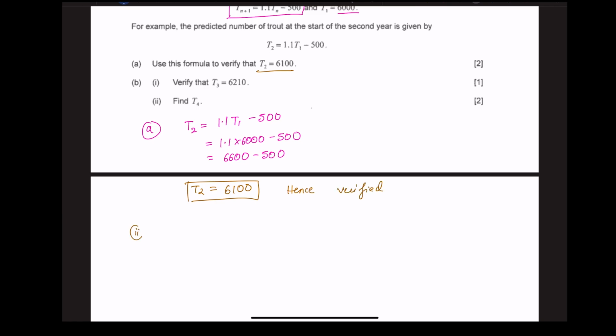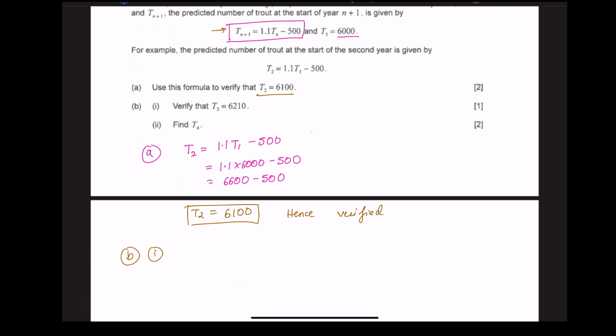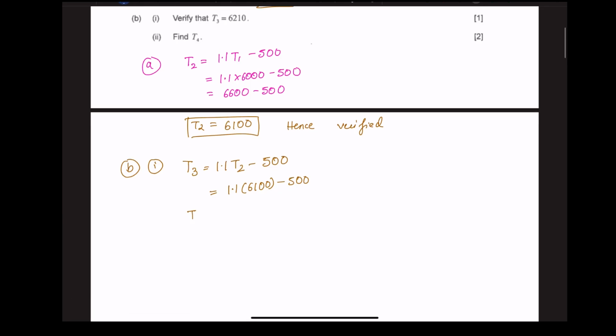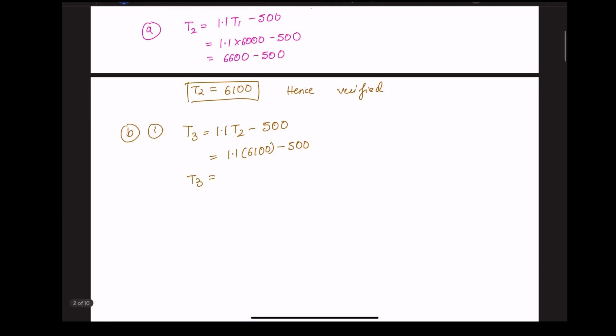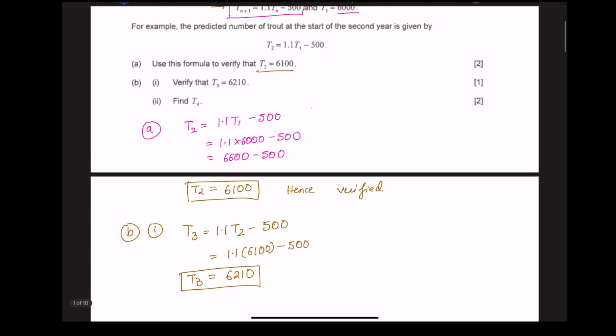Now, so we'll do part b now. So we have to verify that T3 is 6210. So for T3, I can use the same equation. So we'll get T3 if I put n equals 2. So T3 would be equal to 1.1 T2 minus 500. So 1.1 times 6100 minus 500. This will be T3. So upon simplification, I'll get T3 as 6210. And this is what I had to prove.